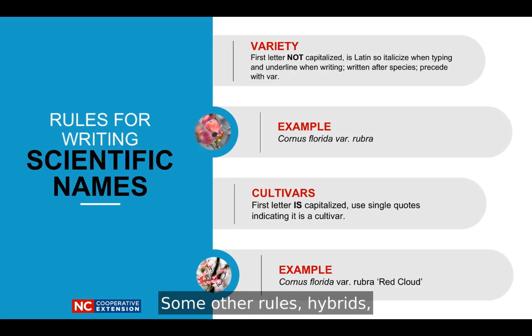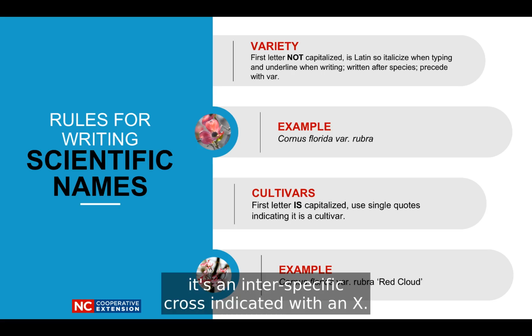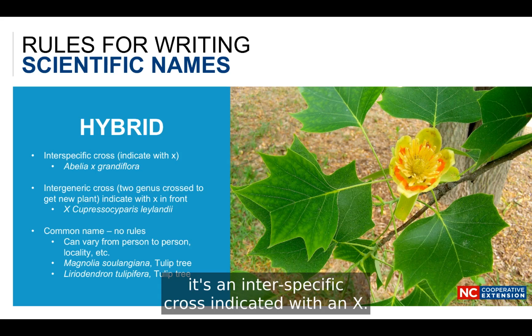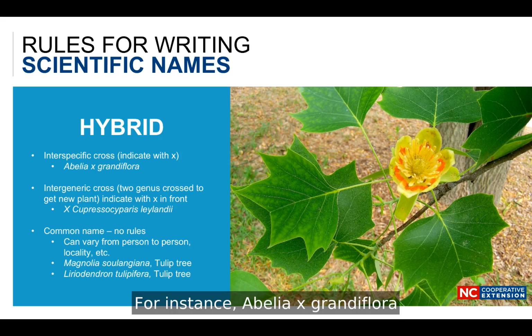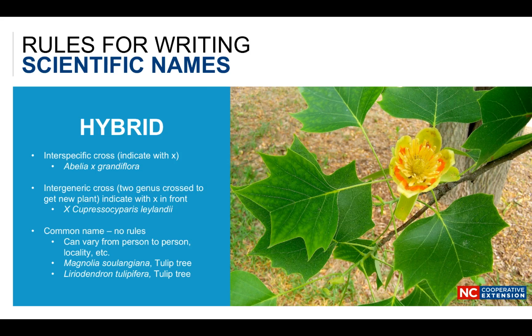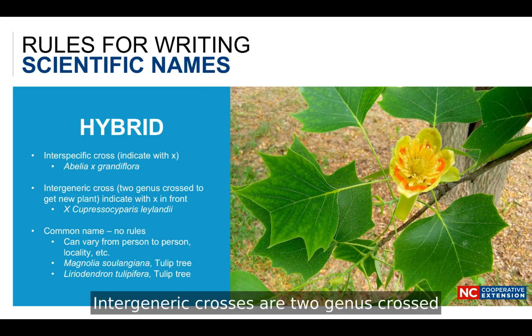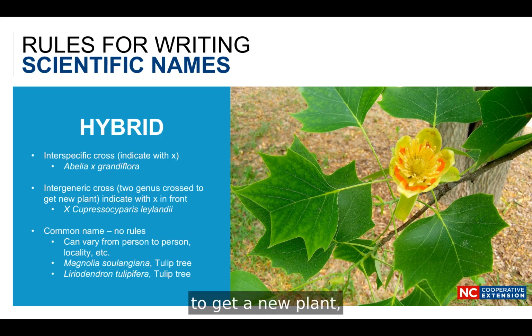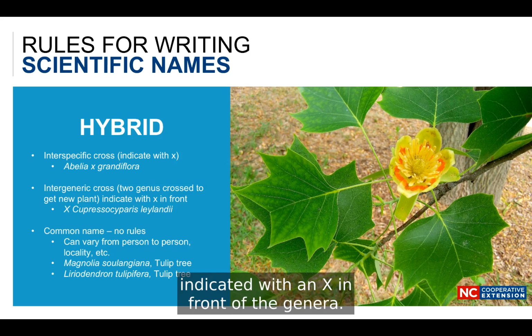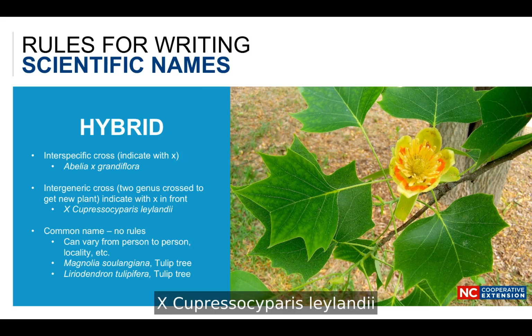Some other rules. Hybrids. It's an interspecific cross indicated with an X. For instance, Abelia x grandiflora is a very common plant we refer to as glossy abelia. Intergeneric crosses are two genera crossed to get a new plant, indicated with an X in front of the genus. X Cupressocyparis leylandii is an old name for Leyland cypress.